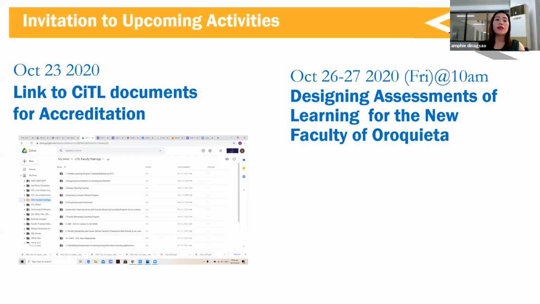Those are important documents kasi for accreditation, and we find that this is also necessary for your Area 4 faculty na accreditation required documents. So on October 26 and 27, there's going to be a designing assessments of learning webinar for the new faculty of Oroqueta, and we're also entertaining the thought that maybe some of the other deans, chairs, and campuses may wish to join or ask their new faculty to join in this 2 days webinar po, because this one is the one requested by Oroqueta, but maybe we can invite others po.